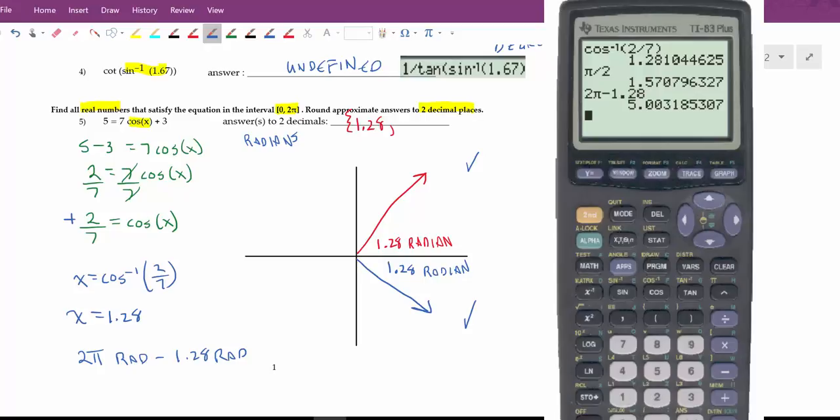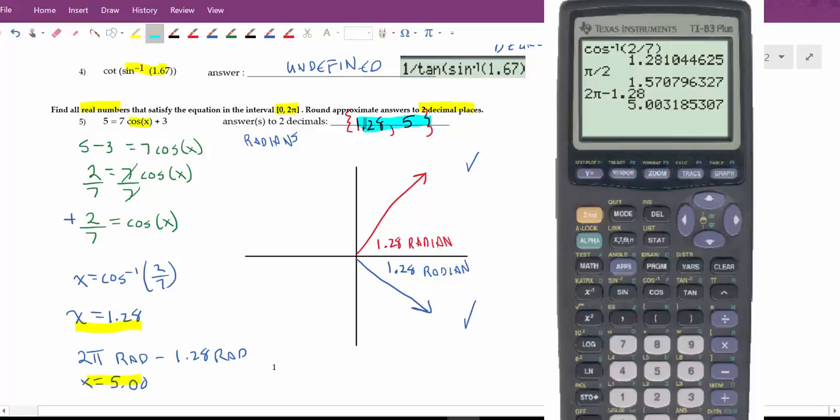Okay, and then that'll give the second answer to this problem. So that's going to be x equals, let's just say 5.00. They're supposed to round that to 2 decimal places. So those would be the 2 answers to the problem like that. And you can just put 5 on there if you want to. So those would be the 2 answers to the problem. Okay, so that's one way you could do that problem.